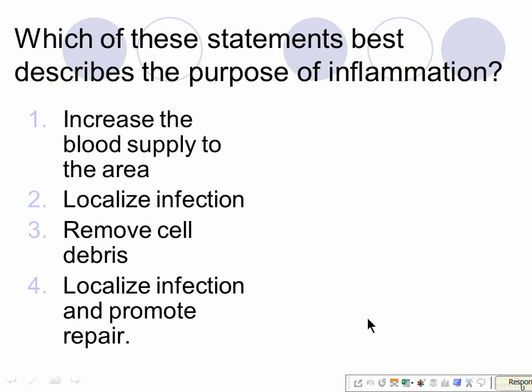Okay, which of these best describes the purpose of inflammation?